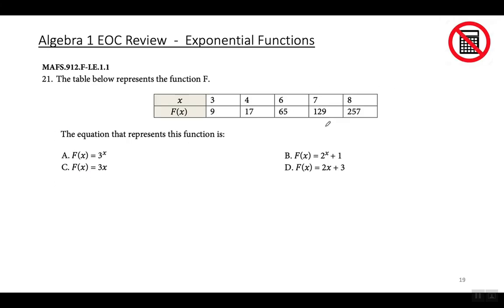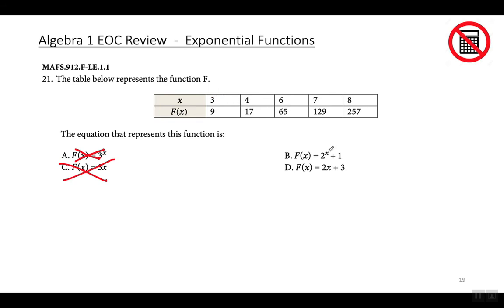Okay, so which equation represents this function? Well, first of all, one way you could do it is just by substituting these values for x and seeing if they give you the y values that are there. That would probably be the quickest way to do it, to be honest with you. For example, if x is 3, 3 to the third power is not 9. 3 to the third power is 27. So this cannot be the answer. If x is 3, 3 times 3 is 9, but 4 times 3 is not 17. So that can't be the answer.